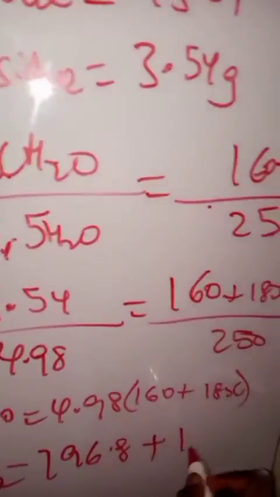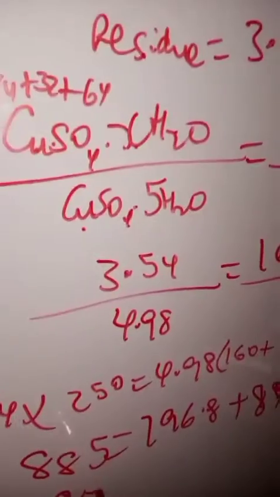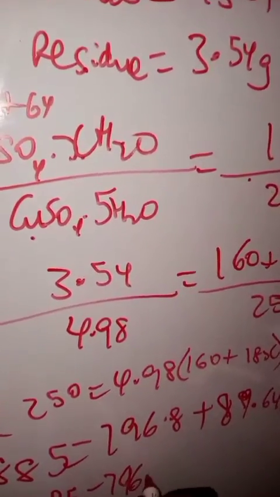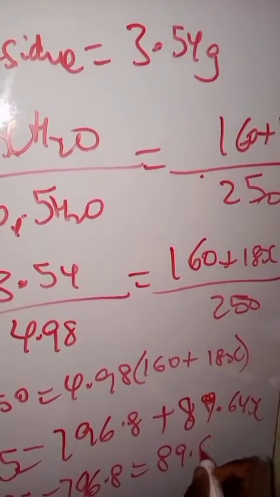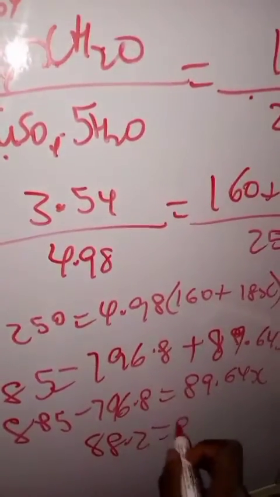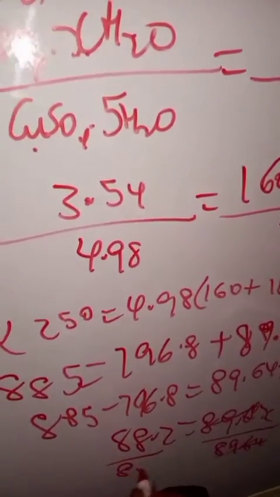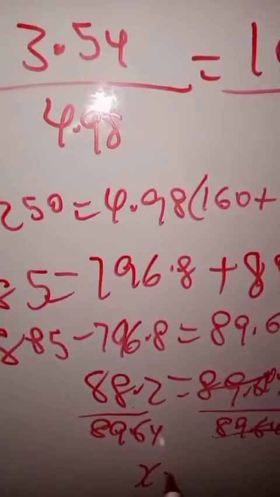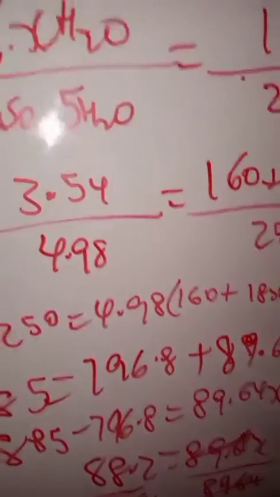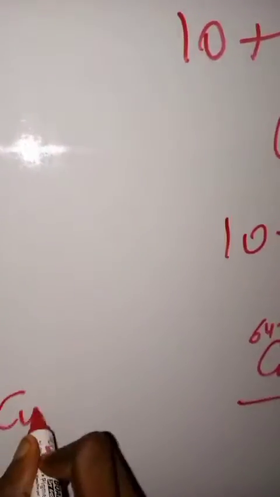This is 89.64x. So just collect the like terms. 885 minus 796.8 is equal to 89.64x. So here I have 88.2 is equal to 89.64x. I divide, and x will give me approximately 1. If you press it, you get 0.98 something. So that's approximately equal to 1. So that means this one is CuSO4.1H2O.